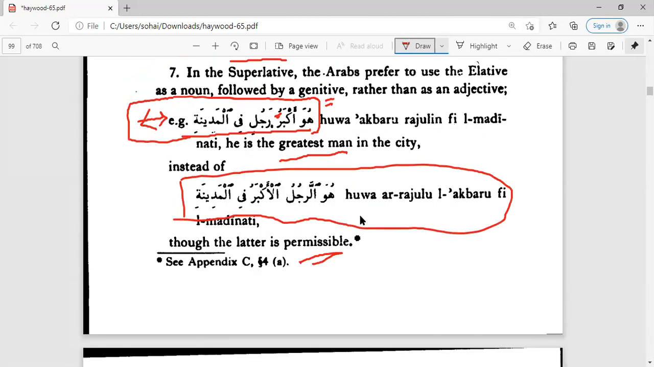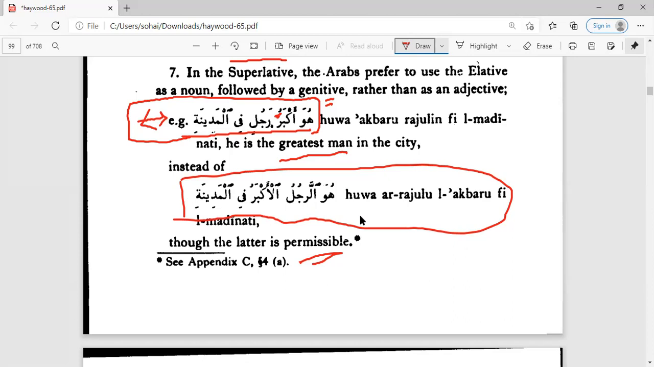What if we say he is the great man in the city, instead of the superlative, we just say he is the great man? We don't need to say he is the greatest man. Then it can be the second one, right? You just say he's a great man.